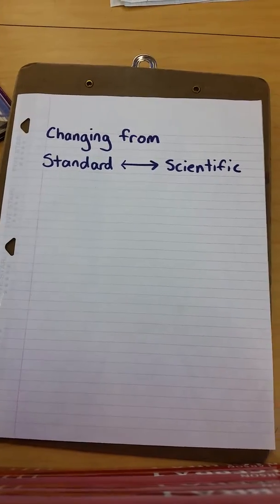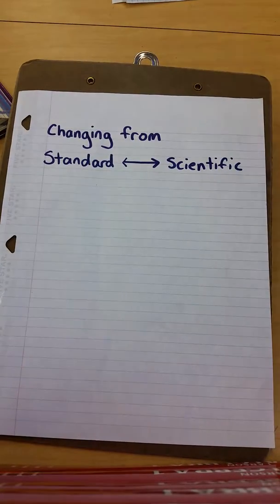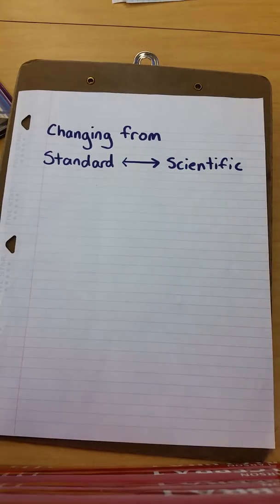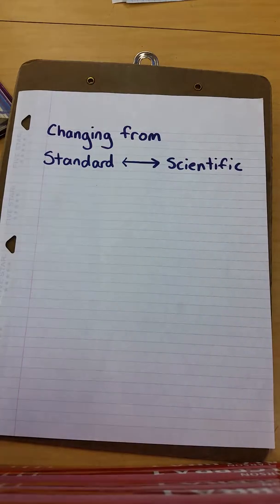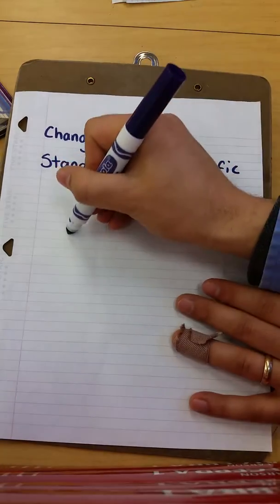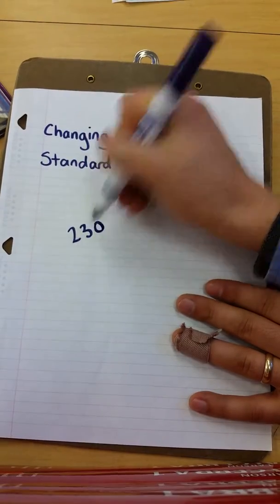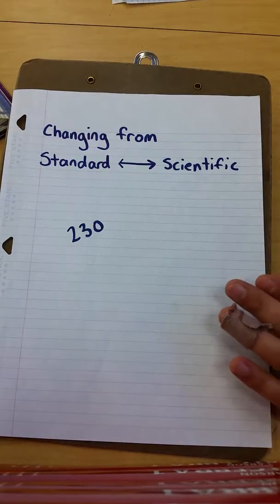The two biggest tasks in this lesson are to change from standard form to scientific form and from scientific form back to standard form. So we need to both know how to look at a number in standard notation, like 230, and change it into scientific notation.